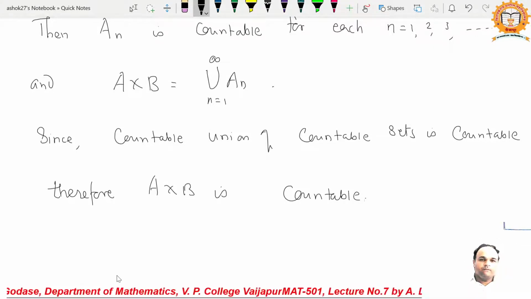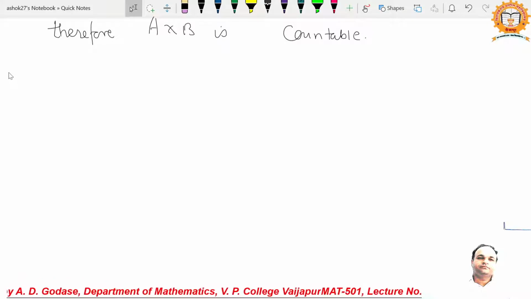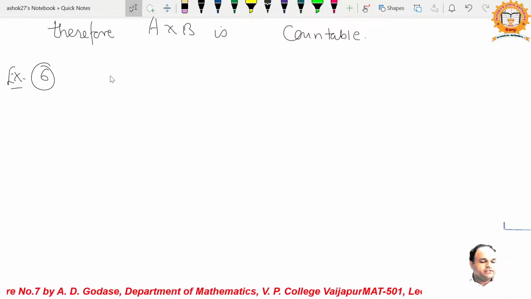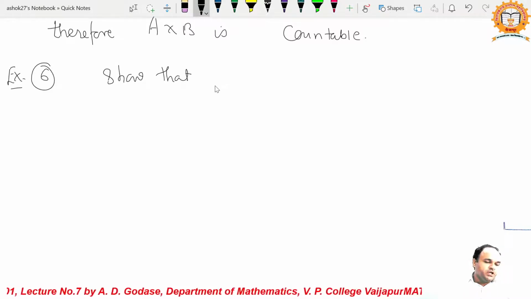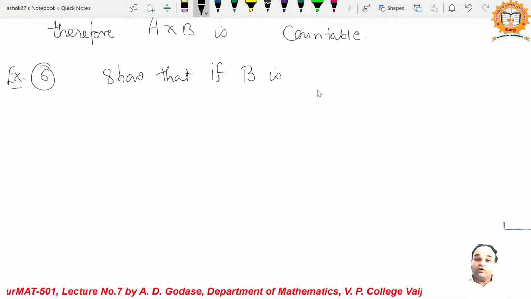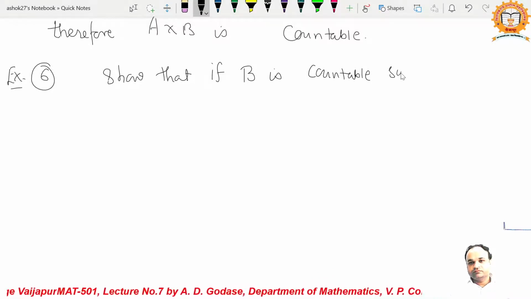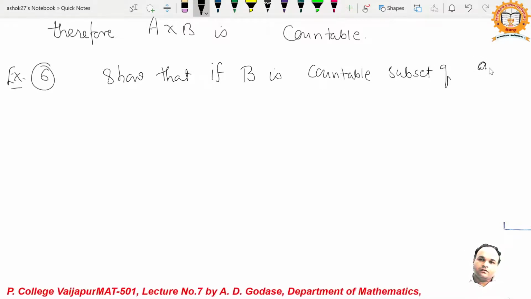So next problem. Actually it is the sixth problem, so example number 6. What is example number 6? Show that if B is a countable subset of an uncountable set.